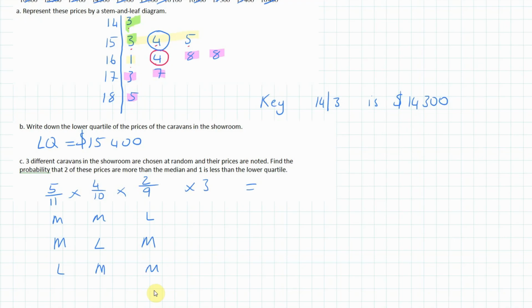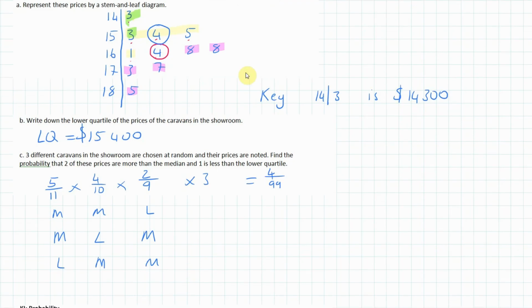Hopefully I haven't made any silly errors in logic, but I think that's probably what I'm going to do. I get 4 over 99 as my chance that will be fulfilled. Oh, that's not actually 4 over 99. I need to times that by 3, so that'll end up being 4 over 33 is the final answer. Alright, we can move on.